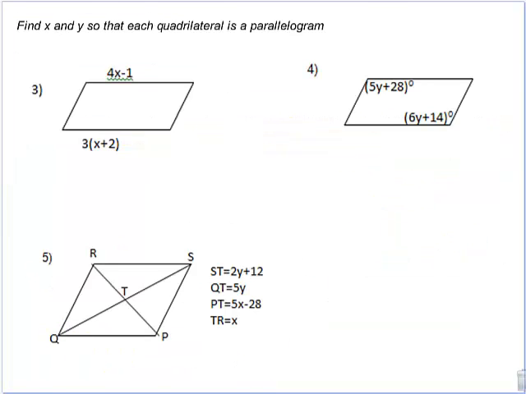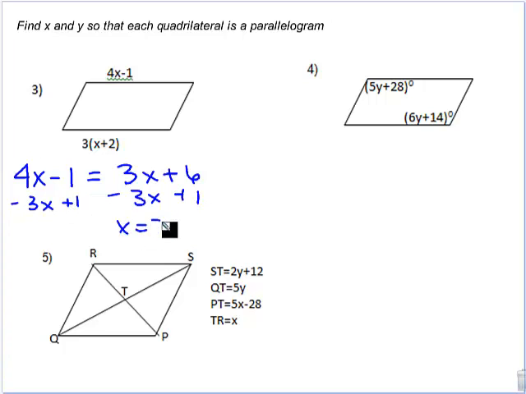So here we want to find x and y so that each quadrilateral is a parallelogram. We need to make the equation such that we would have some true things for parallelograms here. For 3, these sides are opposite of each other, so we would just set them equal to each other. 4x minus 1 should equal 3x plus 6. So minus 3x, add the 1, so x is 7.